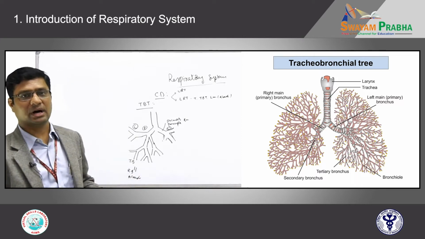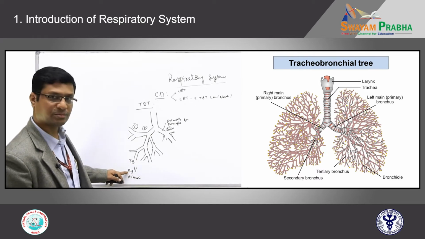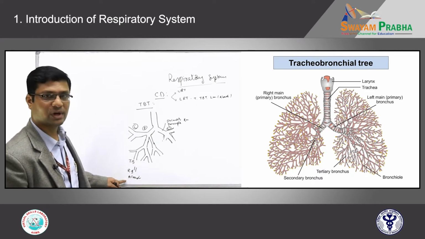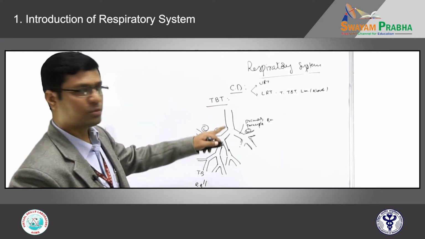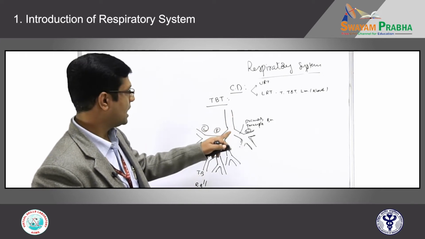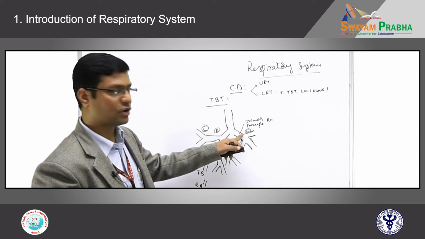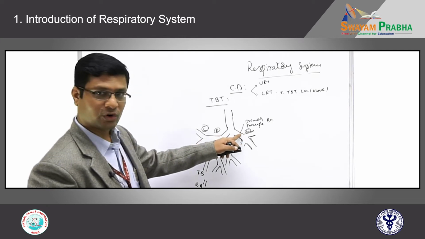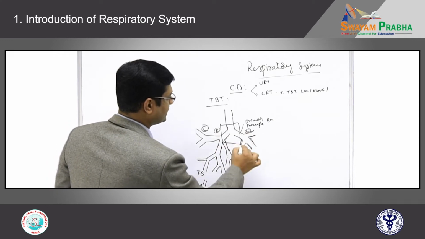The final part of the branching of the tracheobronchial tree contains the respiratory bronchiole. After that we have the alveolar sac, right. I repeat, the tracheobronchial tree consists of the trachea, the windpipe, and the right and left main bronchus, which we call the principal bronchus or primary bronchus.